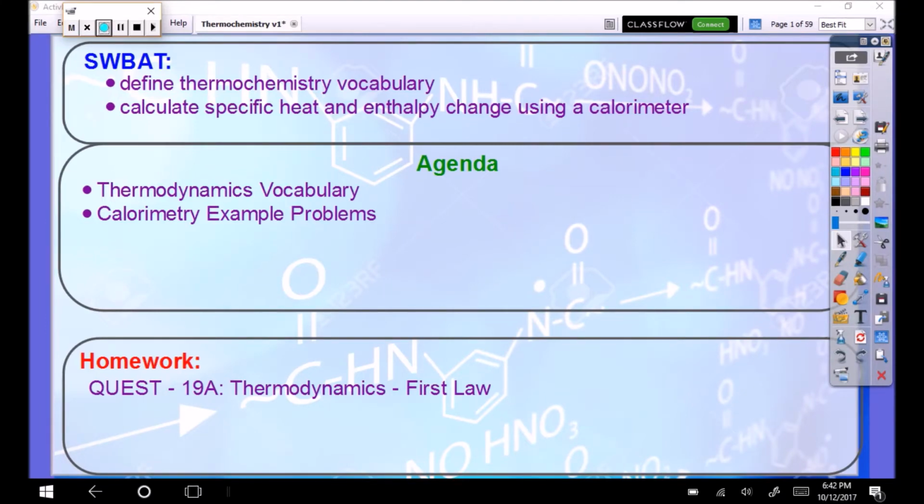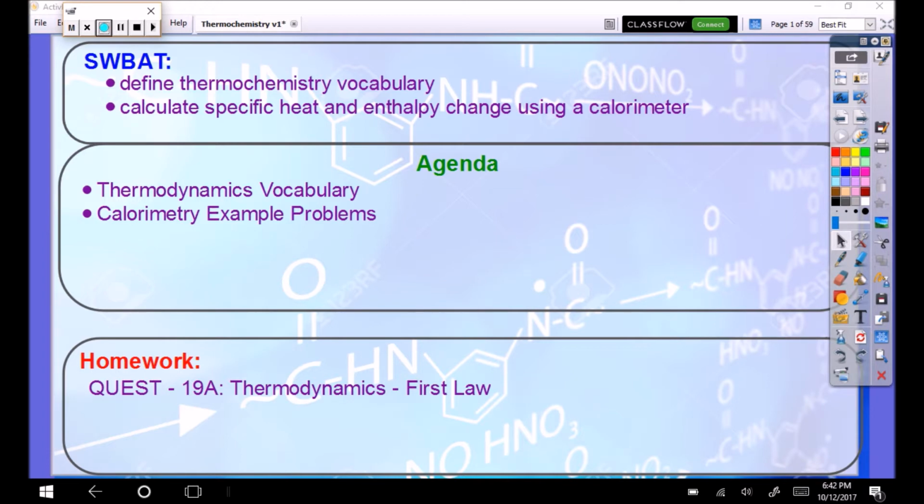Okay, today we are going to define some of our thermochem vocabulary, and then we're going to do some practice problems calculating specific heat and enthalpy change using a calorimeter. This is all stuff we've actually done before. Some of the terminology may be new, but we have calculated these things in honors. Think about that red hot penny lab. It's pretty much a variety of the same.